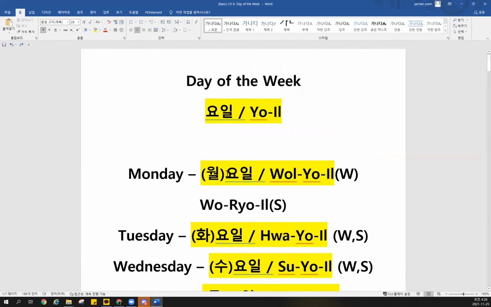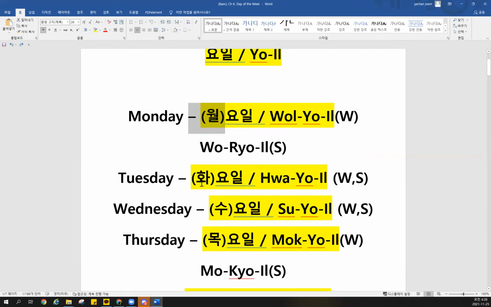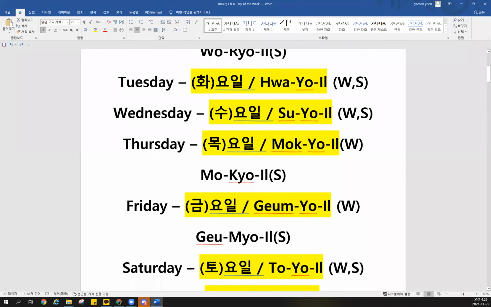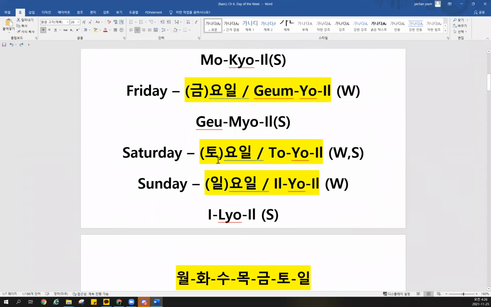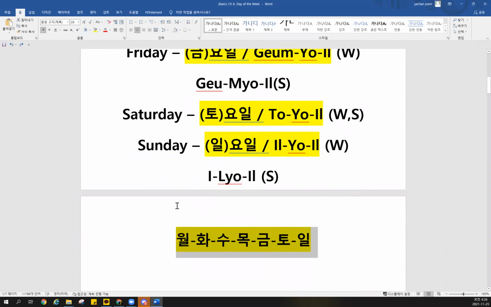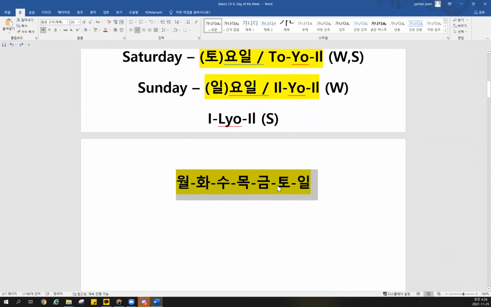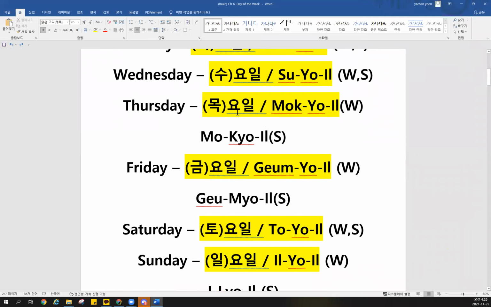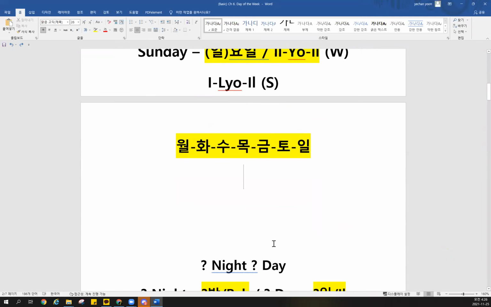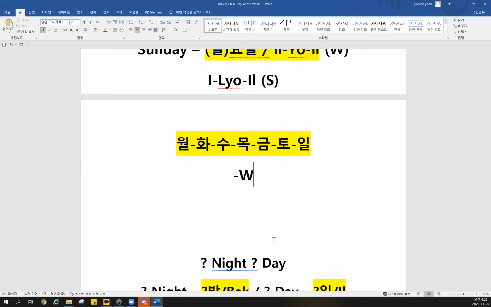The reason I put some brackets on the first letter is that you can also use only a single word if you want to simplify the day of the week. It's not that difficult. So like 월요일, you can just say 월, 화, 수, 목, 금, 토, 일. But this is only for writing.